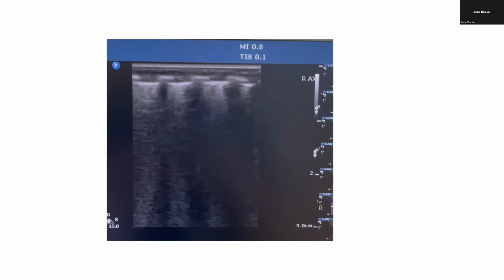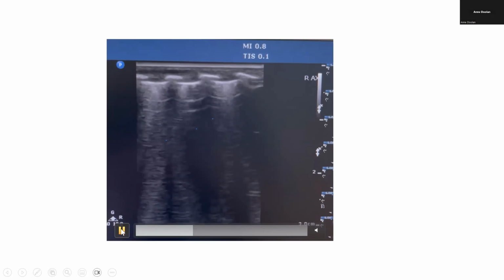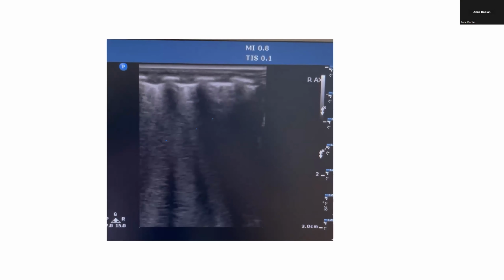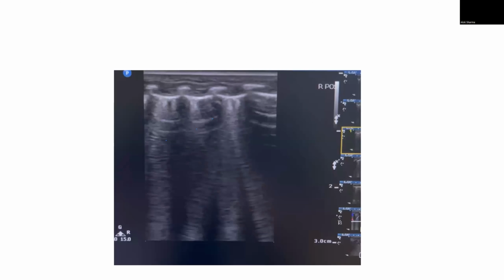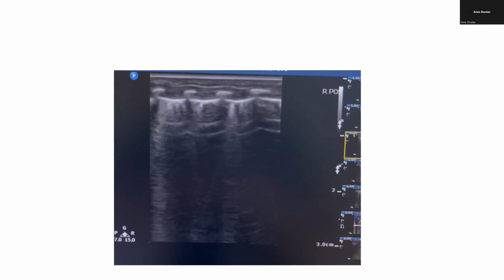Then this was just going on looking at the rest of the right lung. The rest of the right lung looked pretty similar to our findings on the left side. So I think that's all. Very nice. I was just excited to see a pneumonia because we haven't really had that many.